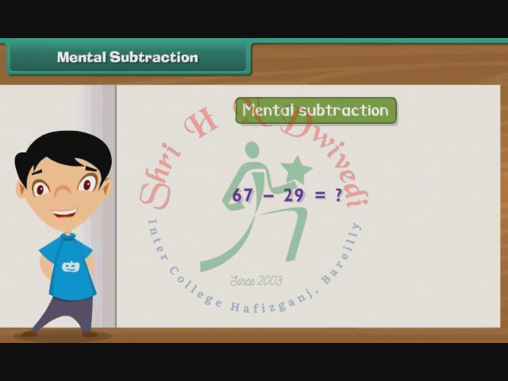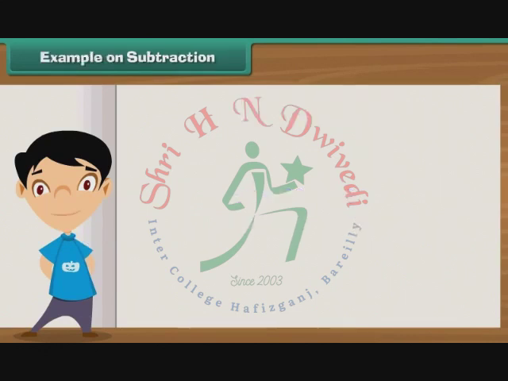Since the second number must end with a 0, we subtract 30, not 29, from 67. The subtraction gives us 37. But we subtracted an additional 1. So, we add 1 to the difference. Thus, the result of subtracting 29 from 67 is 38. Let us practice mental subtraction.